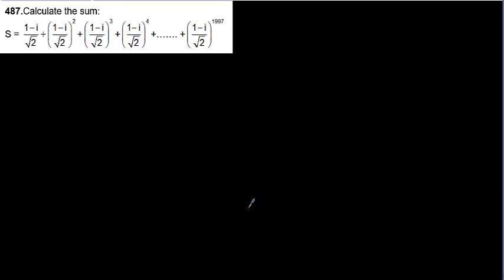This is problem 487 from the Blue Book, and it's not easy to find this sum. That's why, firstly, we need to understand one thing. We are going to name this one, 1 minus i over root 2, as z, and I'm going to try to find the squares of them, then the cubic.